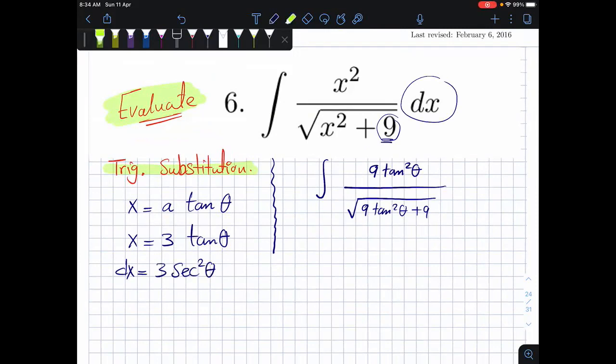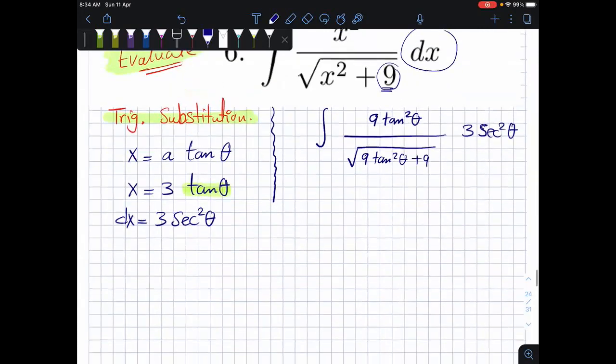And we are now in the last 2 sessions in the year. 100%, you know that the derivative of tan is sec squared. So we will write here 3 sec squared theta. Now complete the integral of, in the numerator, 9 tan squared theta times 3 sec squared theta. Leave 9 and 3, don't say 27.